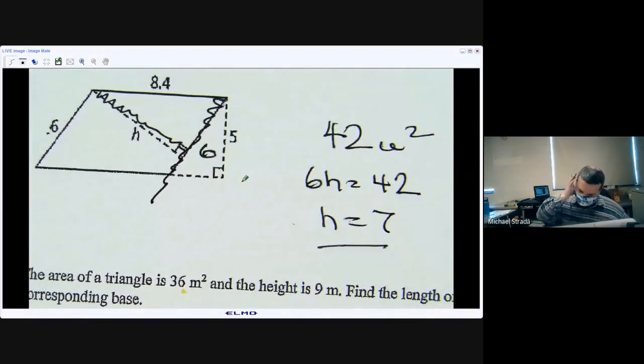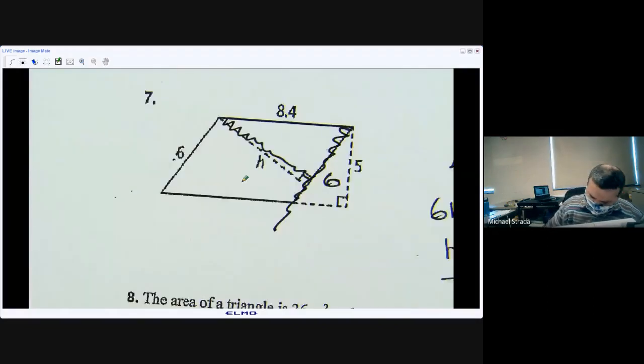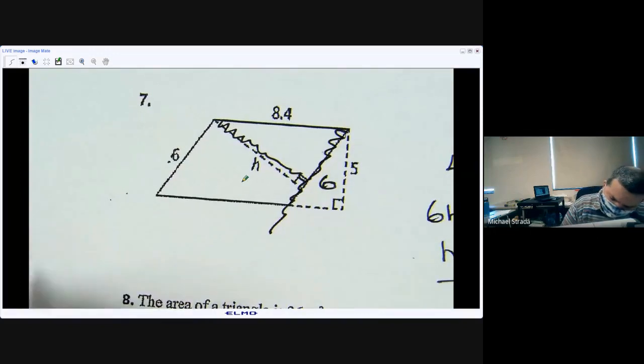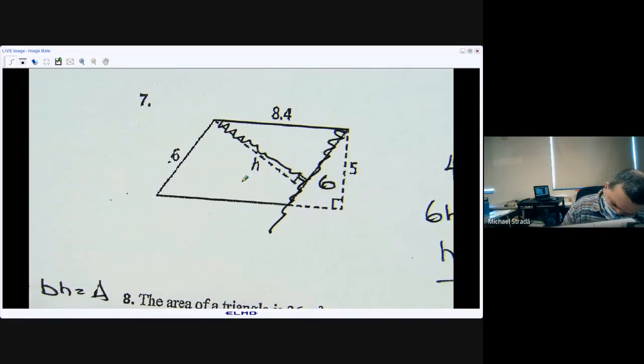All right, all good? All right, the area of a triangle is 36 meters squared, and the height is 9 meters. Find the length of the corresponding base. Please, oh please, don't forget, area of a triangle involves 1/2 base times height. All right, 1/2 times the unknown base times the height, which is 9, is equal to 36.